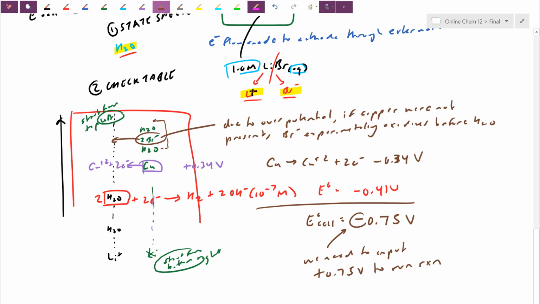Anything that's sort of captured by the bracket actually reacts before the water does. And really, when I've been looking at questions, they really only ask you chloride and bromide. When those ion concentrations are high enough, they're going to actually perform the reaction before water does.